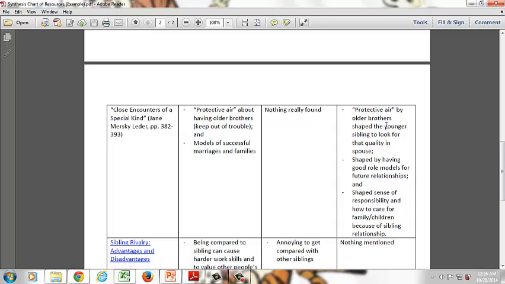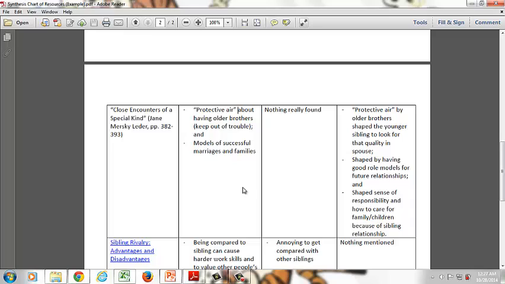Another point that is made in this particular article, something good, talks about it's an advantage of having siblings because they're models of successful marriages and families. And specifically, this particular advantage was talked about. Janice gave an example stating that she felt that she was shaped by looking at her older brothers and their marriages and with their wives, and was able to say, well, they are good role models for what she should expect of her own future relationships.